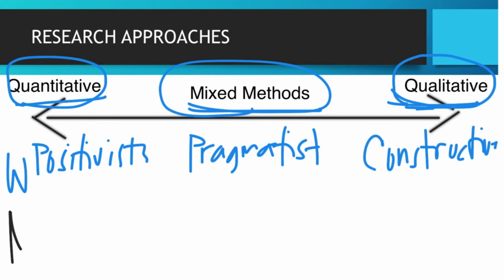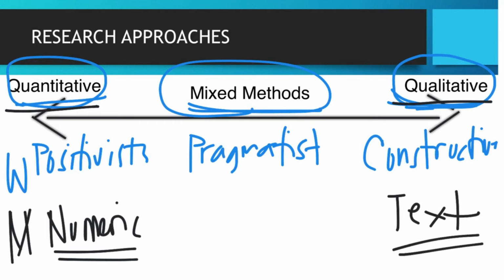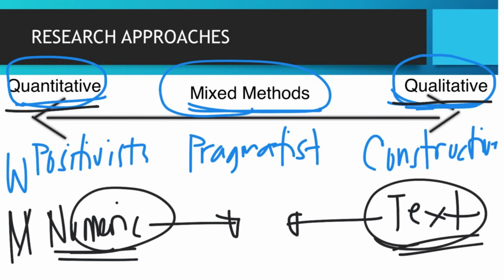In terms of methods, those who would do a quantitative approach, they collect and analyze numeric data. They deal with numbers. On the other hand, those who would do qualitative approach, collect and analyze text. Those who would do mixed methods would collect and analyze both numeric and textual data.